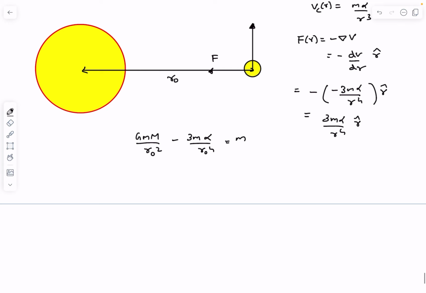Now guys, the centripetal acceleration we can write as omega square r, but omega we can write as 2 pi by time period, right? Because this is uniform circular motion. So this will be m r naught 4 pi square divided by t1 squared. So this is equation number 1.